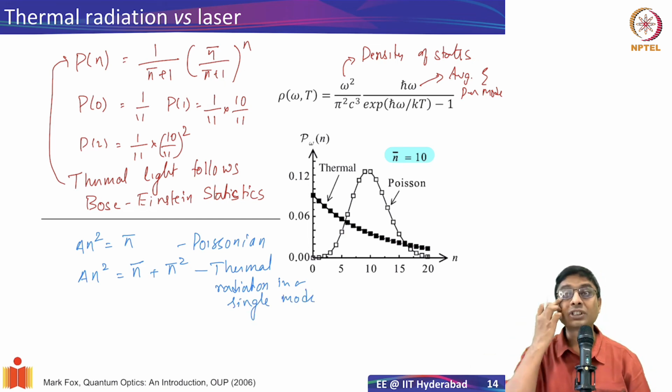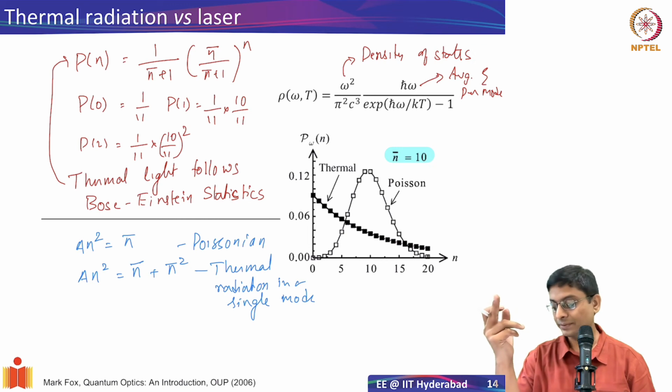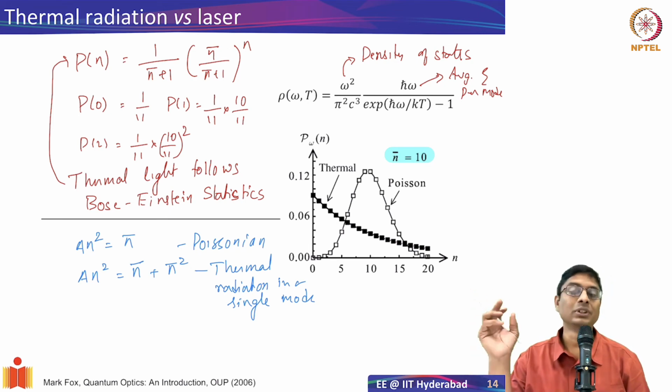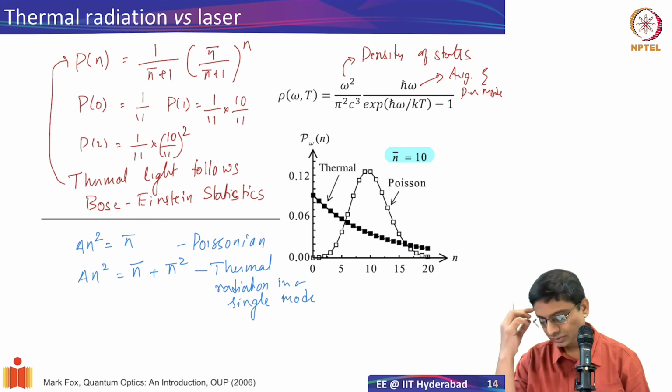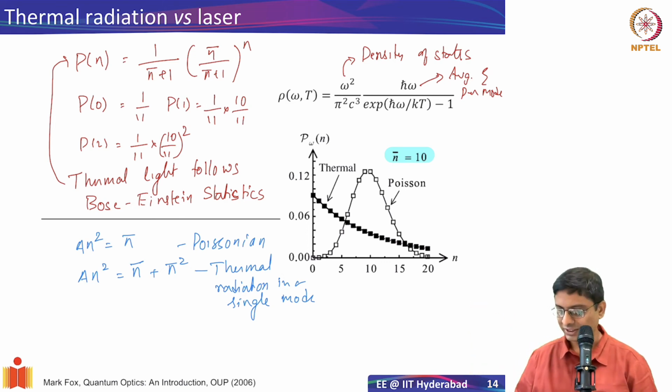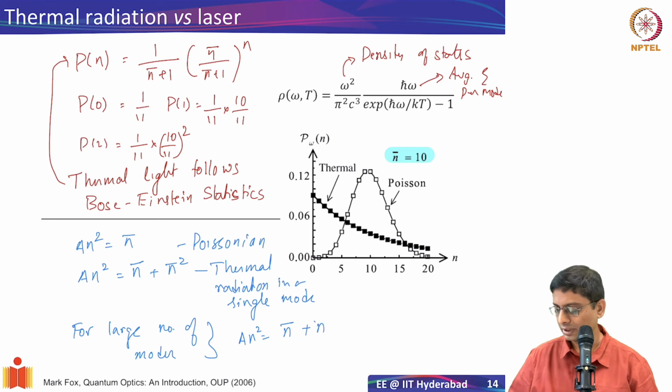But it turns out that we talked about the number of modes: omega square by pi square c cube. Omega square is 10 power 14 into 10 power 14, so 10 power 28 divided by c cube will be 10 power 4. So there are a large number of modes. It's very rare to actually have thermal radiation emitting into a single mode. When you have a large number of modes, this expression is modified: delta n square equals n bar plus n bar square divided by the number of modes.